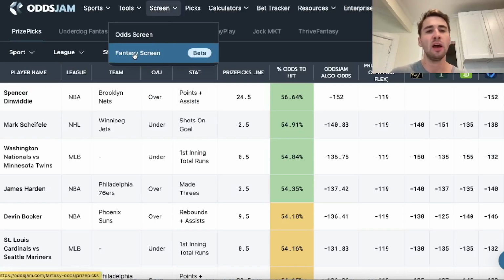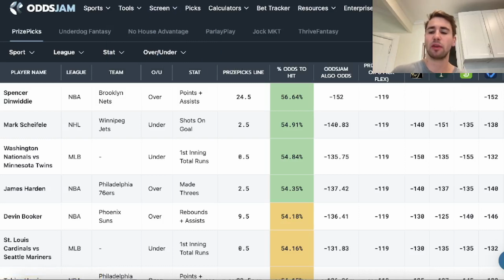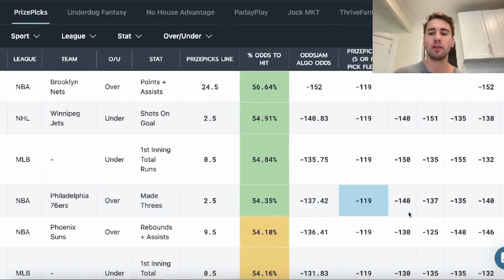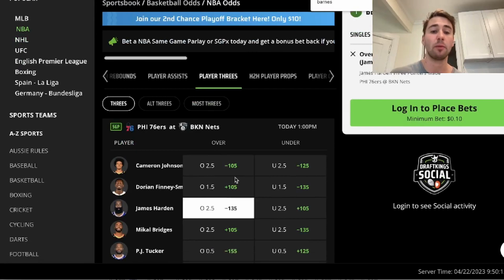It's called the Fantasy Screen, and it currently works pretty similar to the EV tool in that all it does is pull in all the lines from sportsbooks. So here you can see, once again, Harden over 2.5 made threes at -135 on DraftKings. It's just pulling in the odds from all the sportsbooks.